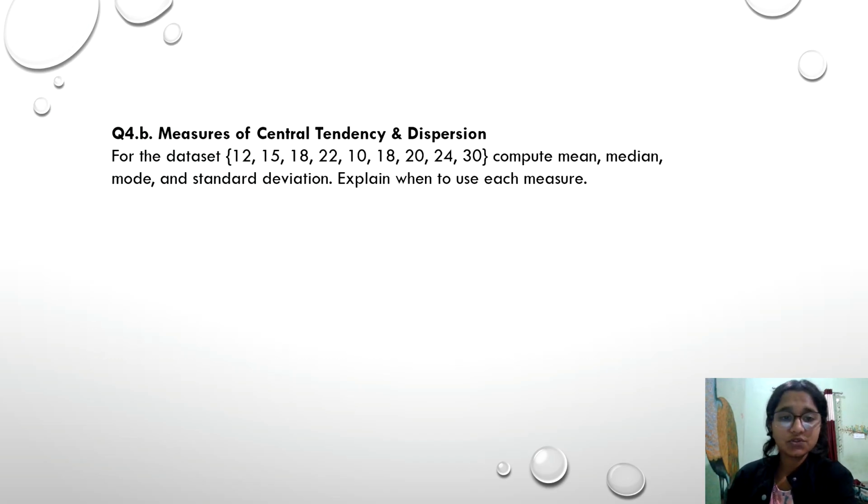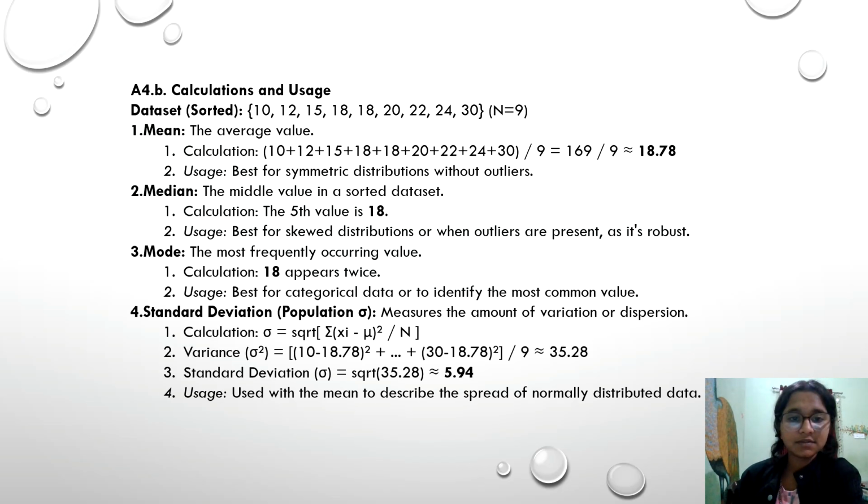Next question is measures of central tendency and dispersion. For the dataset, compute mean, mode, median, and standard deviation. Explain when to use each measure. And here are the formulas.